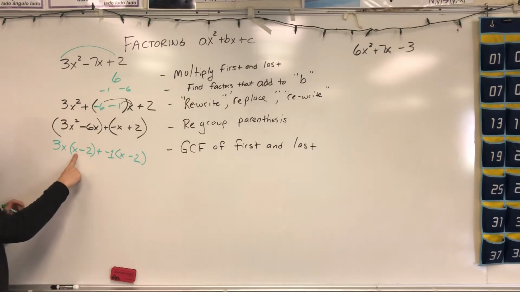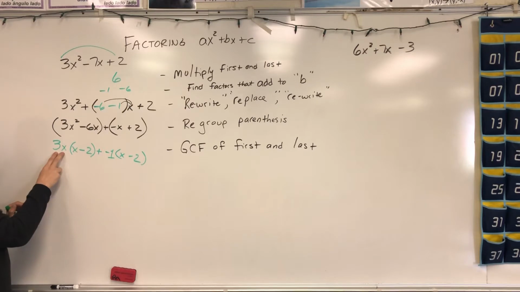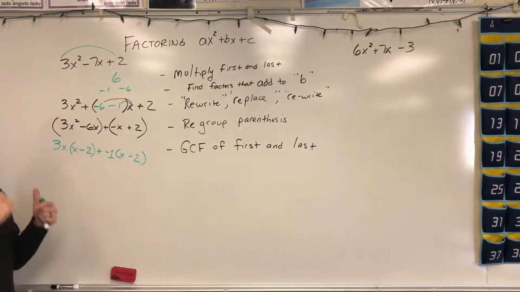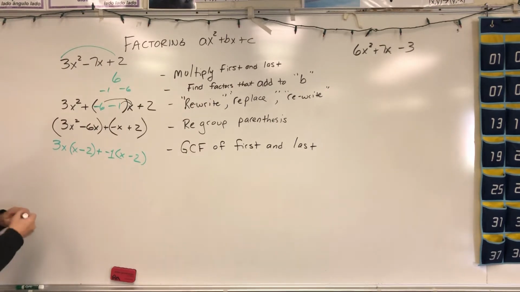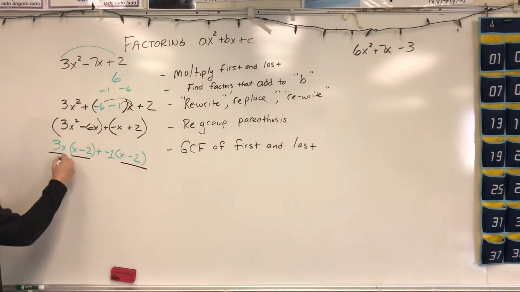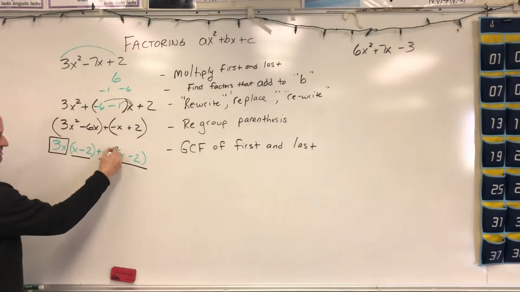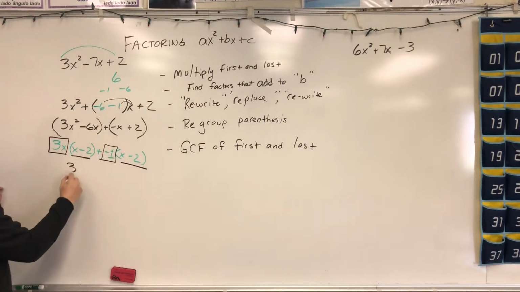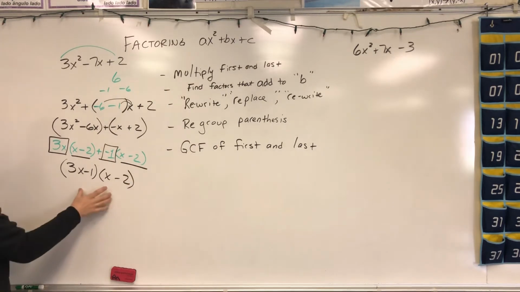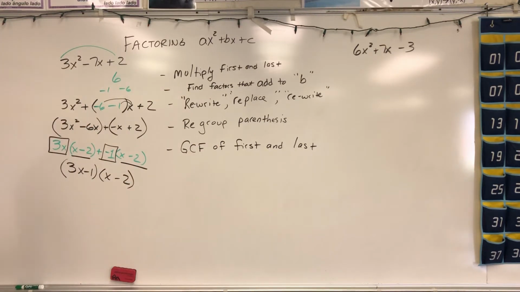Now, if you want to recheck and make sure that you did this correctly, just remultiply it. So 3x times x gives you 3x squared. 3x times negative 2 gives you a negative 6x. So this one works. Negative 1 times x gives you a negative x. Negative 1 times negative 2 gives you a positive 2. So we're good. Now, if you notice, the 2 parenthesis terms are identical. So we're going to combine the non-parenthesis terms into a parenthesis, and then the 2 parenthesis terms are going to combine into a single parenthesis. And now we have factored that particular polynomial.